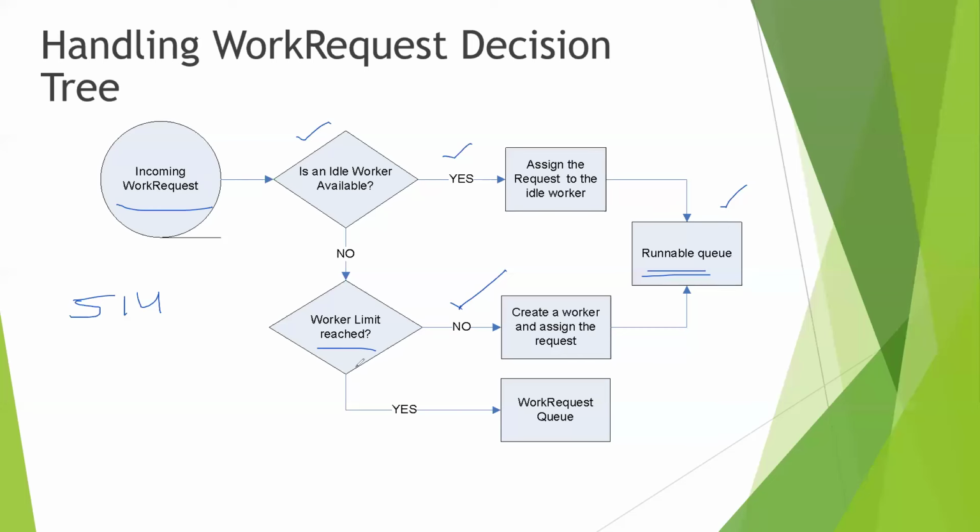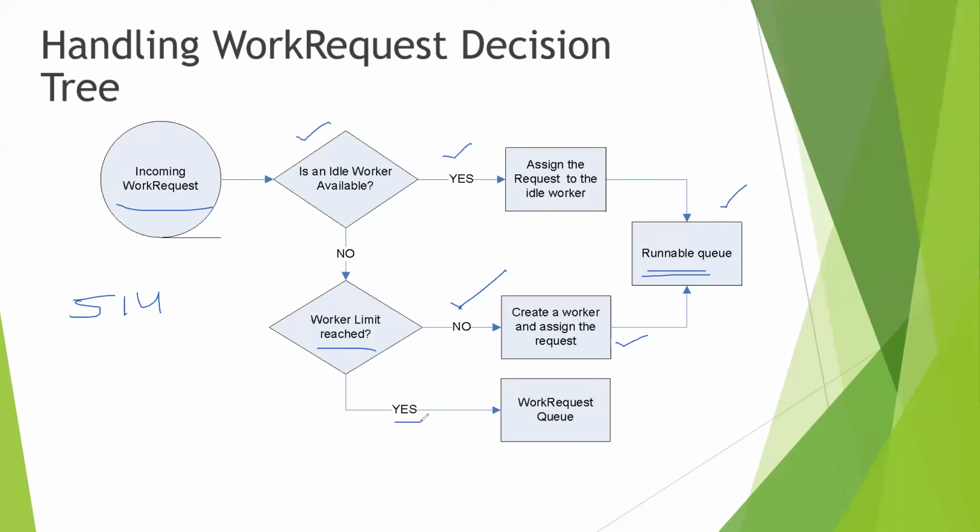Worker is nothing but, in SQL terminology, what we call a thread. Worker is the Windows terminology we use, but it is considered a thread. So worker or thread, both are the same. It checks whether the worker limit has been reached. If not, create a new worker and assign the request to the worker.